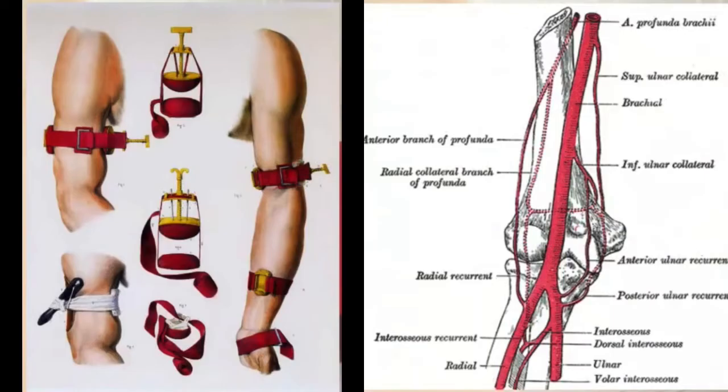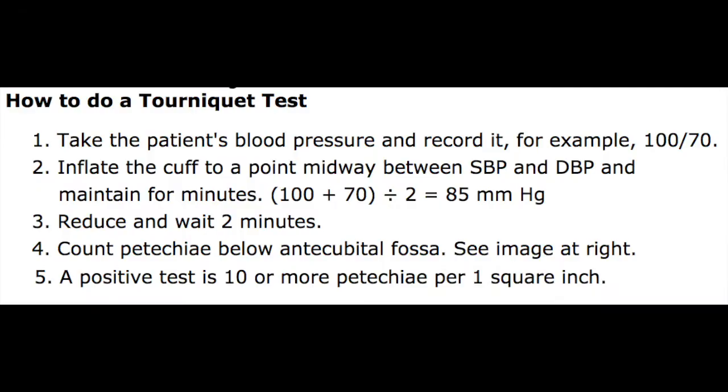Applying a tourniquet to the upper arm doesn't actually stop blood flow to the rest of the arm, unless you apply enough pressure in the tourniquet to obstruct the brachial artery. So we take the patient's blood pressure. We inflate the cuff to the point midway between the systolic and the diastolic blood pressure. Then we get the mean.